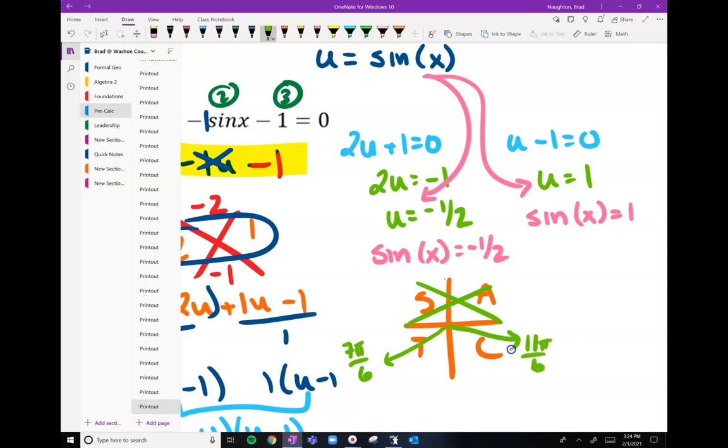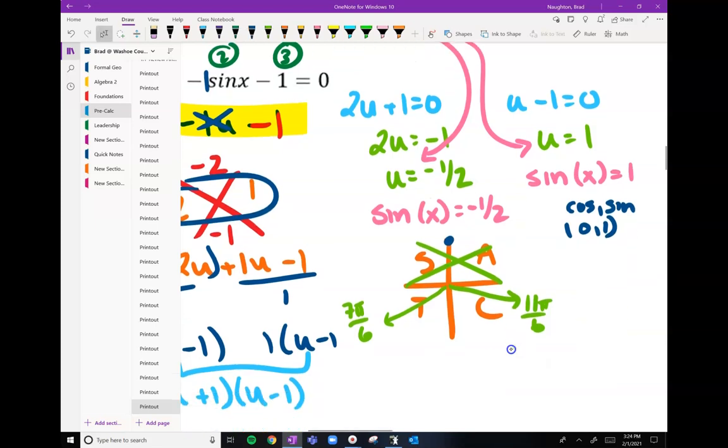Alrighty, so we have our 2 answers there, because we know that's where it equals negative 1/2, because of our unit circle. And then we have the sine of x equal to 1. So when does it go cosine, sine, and it's 0, 1? Well, that happens right here. If this was a mapping problem, we would talk about that, but since it's not, we're just going to say x is equal to pi over 2. And then our other ones, I like to put them in order: 7 pi over 6 and 11 pi over 6.